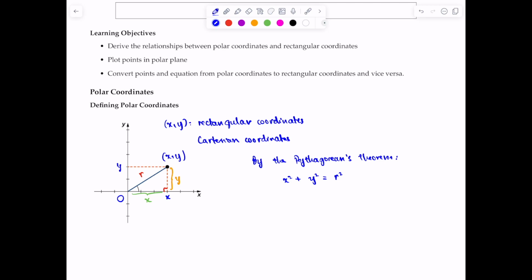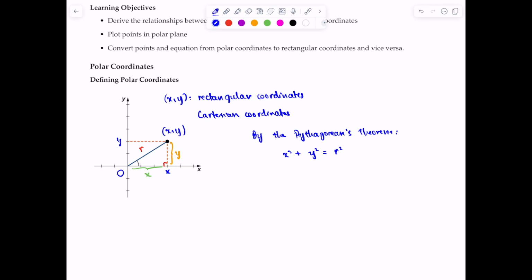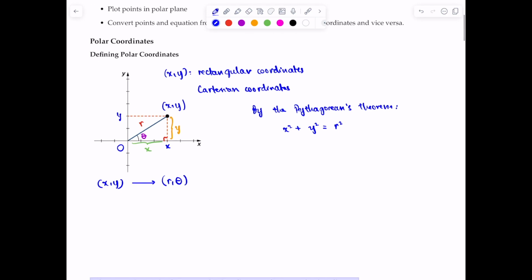So that's one formula that connects the rectangular coordinate system with the polar coordinate system. In addition to that, the line segment right here forms an angle with the horizontal axis, and that angle we're going to call theta. So now our job is to write the relationship, or find the formulas that help us convert the point x comma y into the point r comma theta. So the point r theta is the point in the polar coordinate system. So we have one equation to build that relationship.